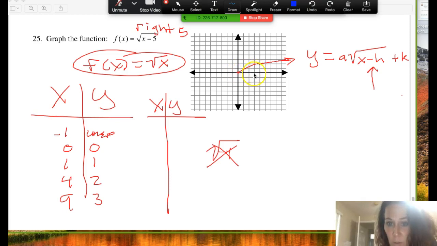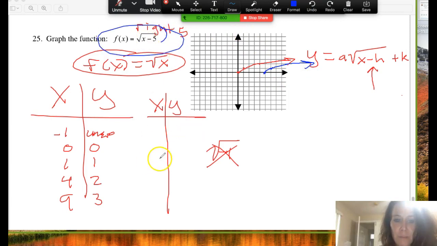1, 2, 3, 4, 5. Take this point, shift it to the right 5. 1, 2, 3, 4, 5. Take this point, shift to the right 5. 1, 2, 3, 4, 5, and so on. So your whole graph shifts to the right 5, and it looks like this. Check it. Just plug in points.